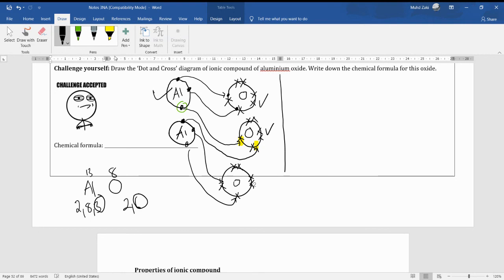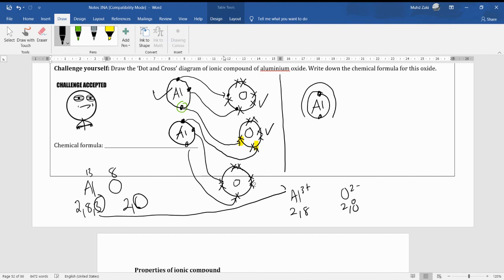So for aluminium, you will have two aluminium ions. But I need you to remember that the aluminium ion is 2, 8. Oxygen is 2 minus, and it will also be 2, 8. So let me draw. Aluminium ion is 2, 8. Since it loses 3 electrons, the charge is 3 plus, and there are 2 of them.